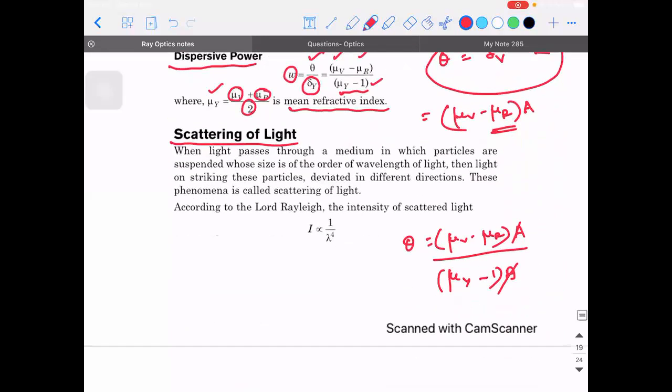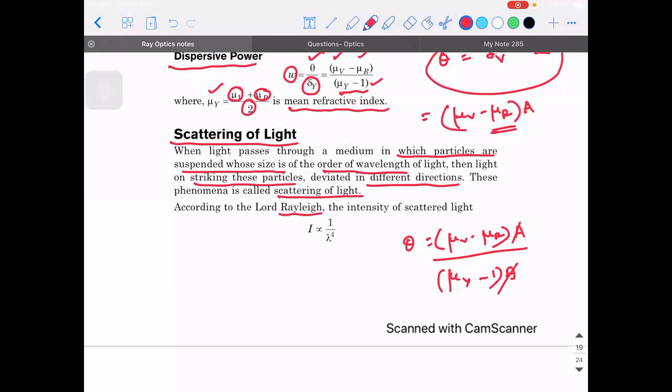Okay. So when white light is passed through a medium in which the particles are suspended whose size is of the order of the wavelength, then what will happen? Light, when it strikes these particles, gets deviated in different directions. This phenomenon is what is called scattering of light.